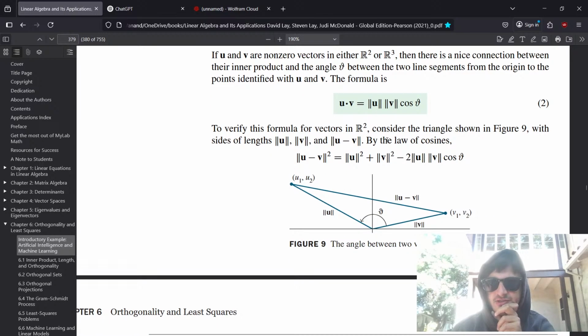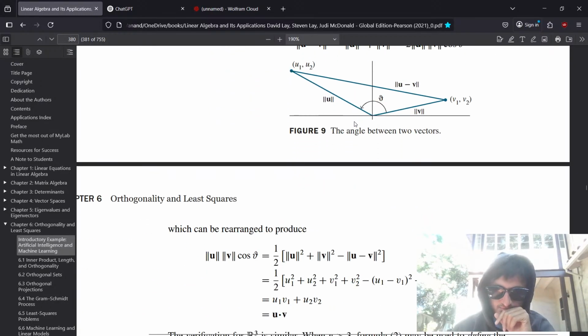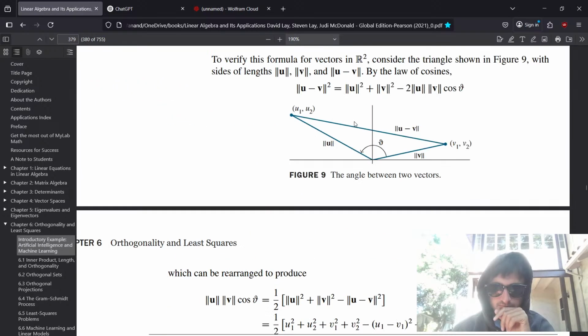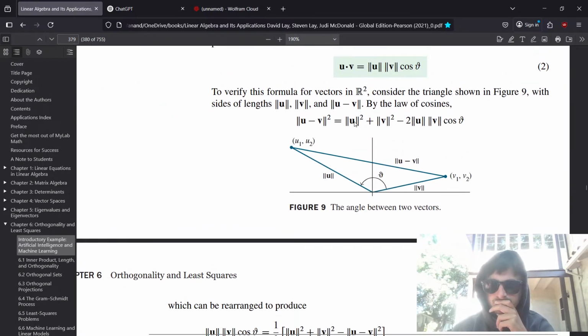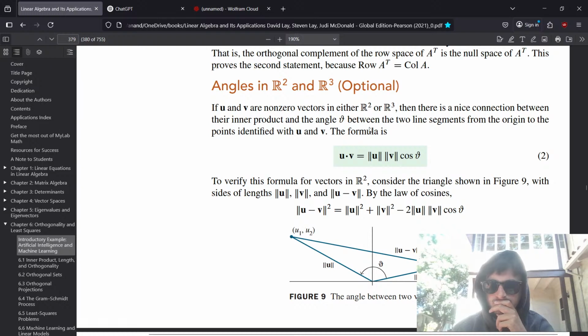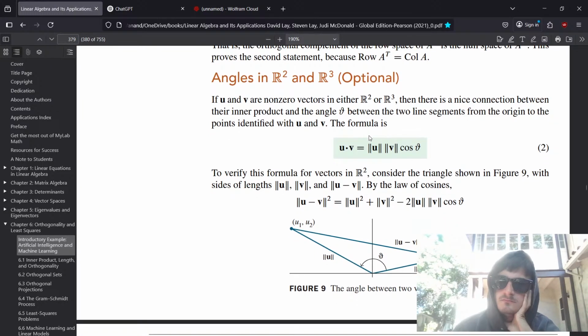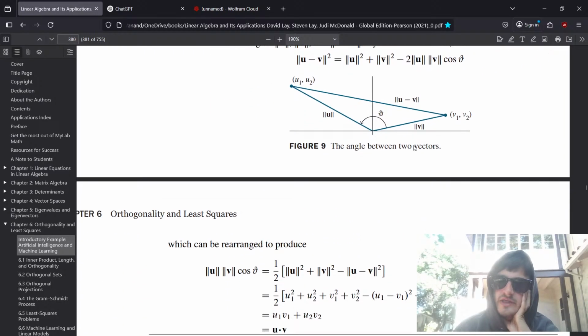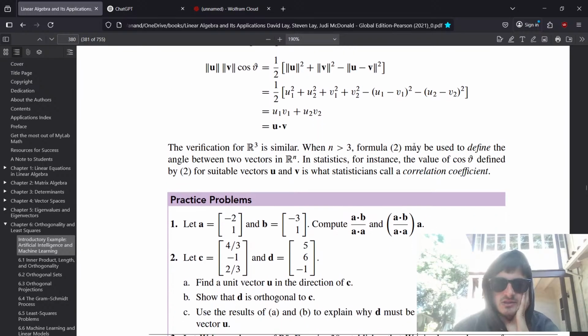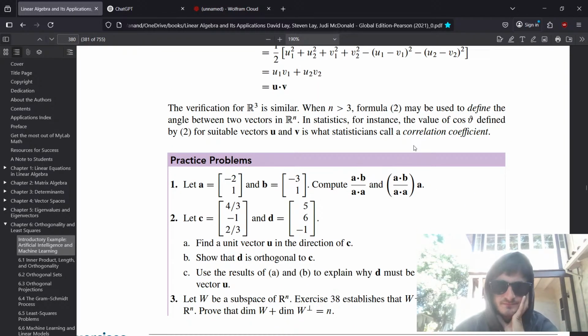So to find the angle, what do you do? You just divide by this. You get U dot V over norm U times norm V, and then you get cos theta. Then you take arc cos, a cos. The verification for R3 is similar.